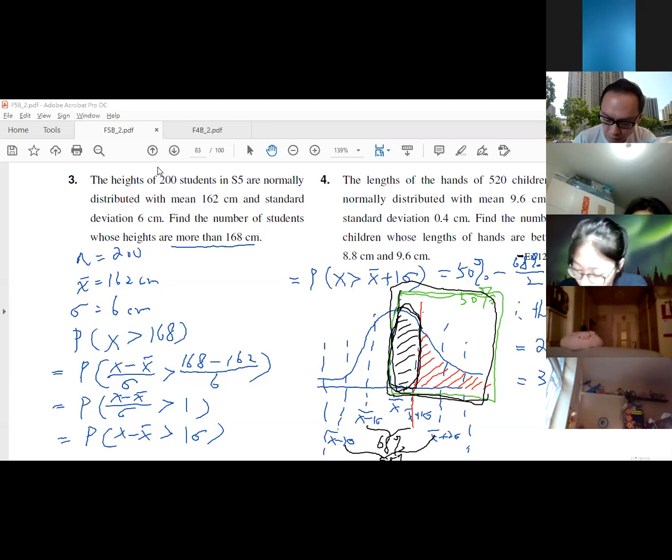Okay, so we use 50% to take away the black part. And then after taking away the black part, what is remaining will be the red part. And the red part is what we want to find in this question. Okay, so we are going to use 50% minus the black part. Okay, and the black part is half of 68%.